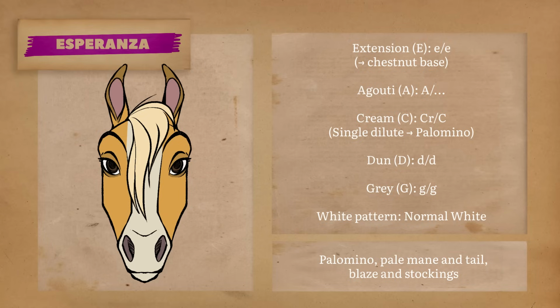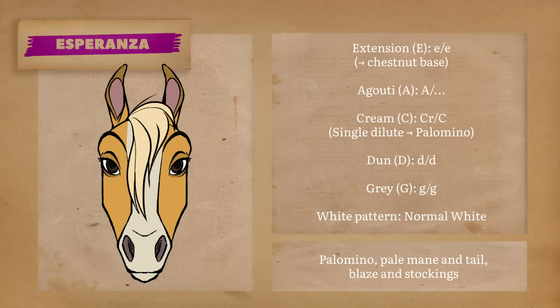Agouti controls where black pigment appears, so it tells the black color to stay on the mane, tail, legs and tips of the ears, creating a bay horse. But chestnut-based horses, like Esperanza, can't make black pigment at all. They only make red pigment. So if a horse has no black pigment, then agouti has nothing to work with. It's like giving a shovel to someone in a concrete room and asking them to dig a hole. They can try, but it's not going to make any difference.